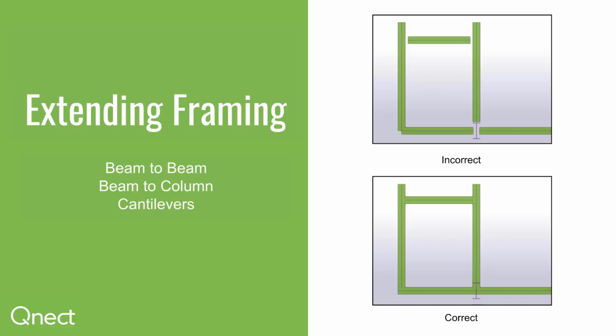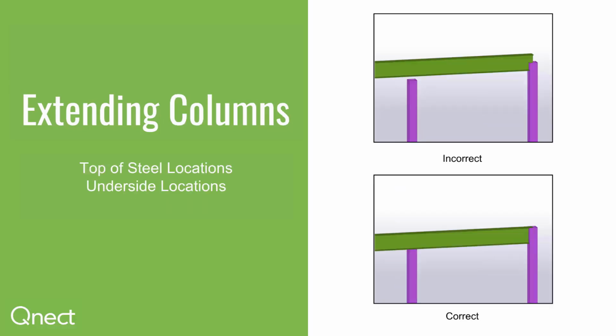And finally, with cantilevers, as you can see in the bottom left-hand corner of the correct picture, you'll notice that the beam vertical in this view is going to extend to the center line of the cantilevered beam, and the cantilevered beam will also extend out at least flush or past the beam that's framing into it. Now let's look at column extensions.